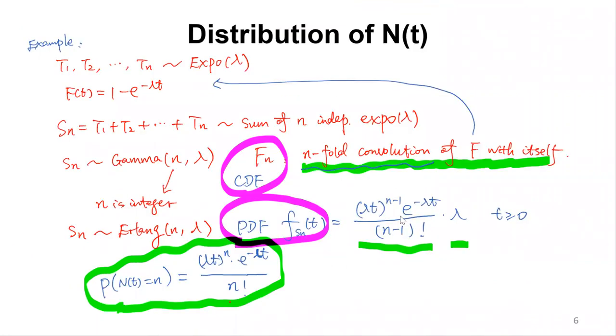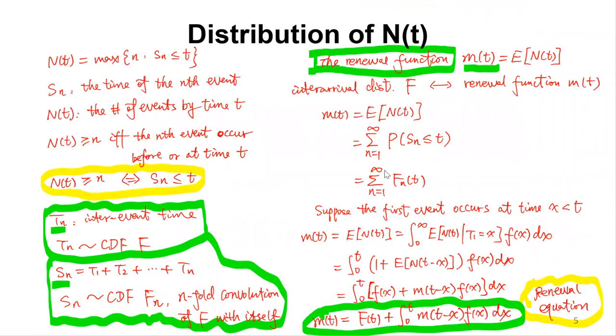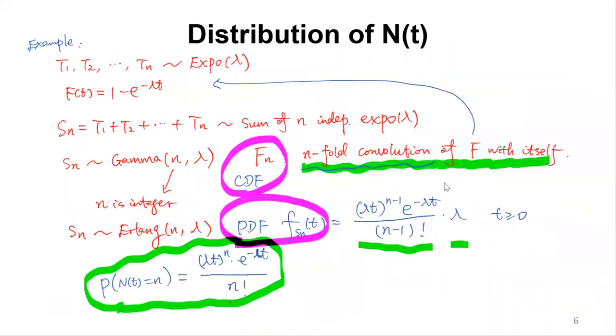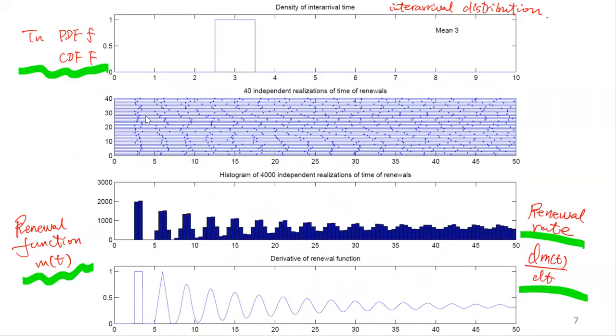We can go back. This is the renewal function. The renewal function equals the summation of F_n. So F_1 is just F, F_2 is the 2-fold convolution, F_3 is the 3-fold CDF convolution, and you add all of them together. So as you can see here, this is renewal 1, renewal 2, renewal 3, and you also add all of them together.